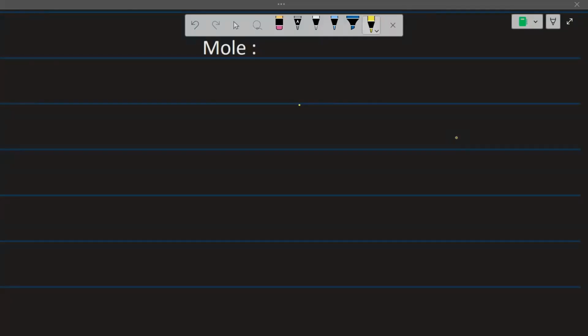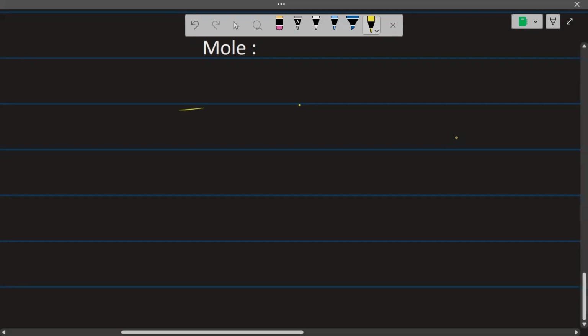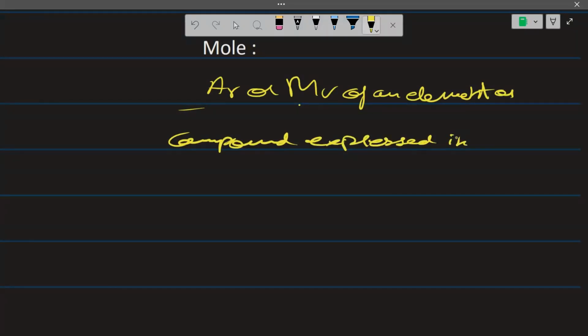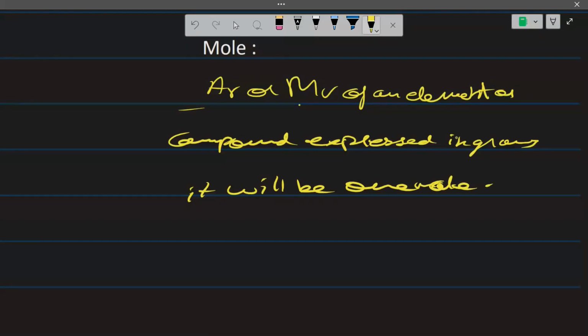So what is a mole? Basically, what is a mole? A mole is, for example, if the AR or MR of an element or compound is expressed in grams, it will be 1 mole.